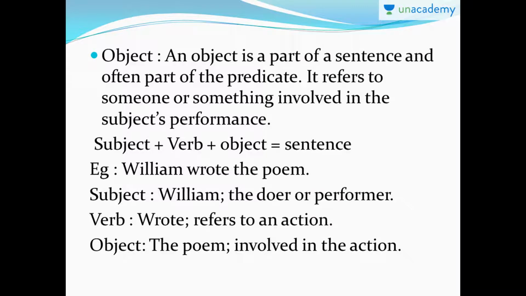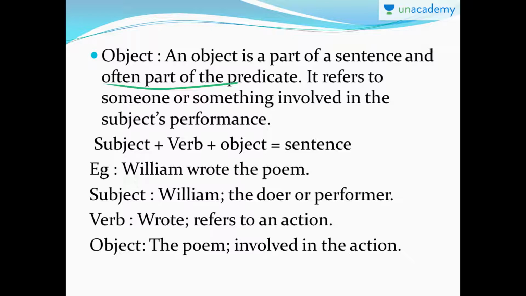So what's an object in the first place? An object is a part of a sentence and it often forms part of the predicate. So we know what a subject is and what a predicate is. The subject is like the hero of the sentence. What the sentence talks about is the subject, and the remaining part of the sentence is the predicate. Okay, for example, I go to school. I is the subject, go to school is the predicate part. All right.